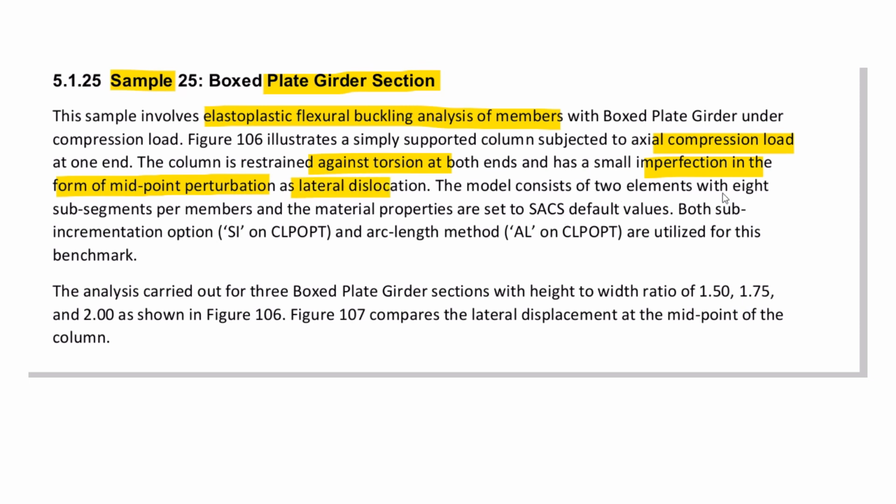And this model consists of two elements with 8 subsegments per member, and material properties are set to SACS default values. Both sub-incrementation option SI and collapse option and arc length method in collapse option are utilized for this benchmark. The analysis carried out 3 boxed plate girder sections with height to width ratio of 1.5, 1.75 and 2 as shown in the below figure. The figure 107 compares the lateral displacement at the midpoint of the column.